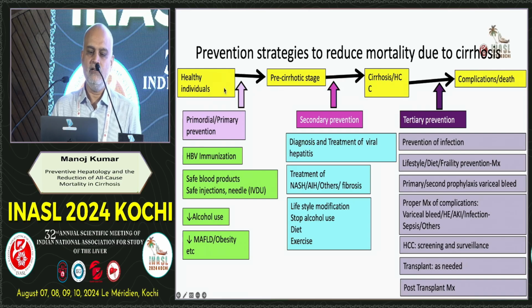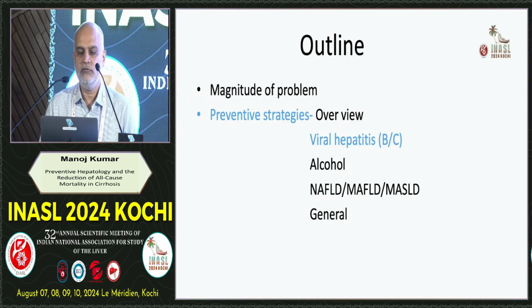So primordial or primary prevention is basically immunization, safe blood, decrease alcohol use, decrease fatty liver disease. Secondary prevention is to diagnose and treat viral hepatitis early, treat other etiologies of liver disease, lifestyle modification, and tertiary prevention is like prevention of infection, lifestyle, diet, frailty, and actually it includes the whole of hepatology. So we'll see some of the strategies.